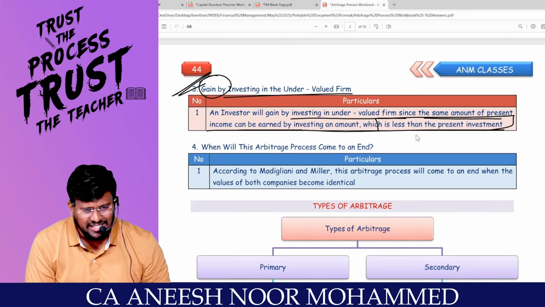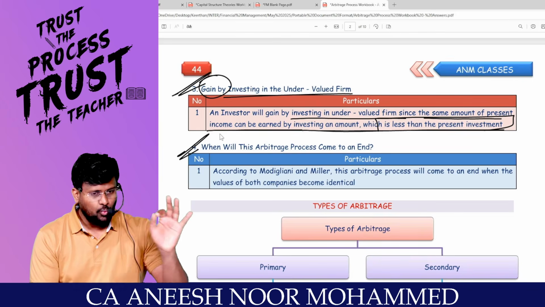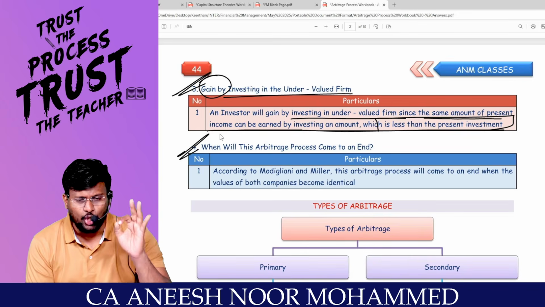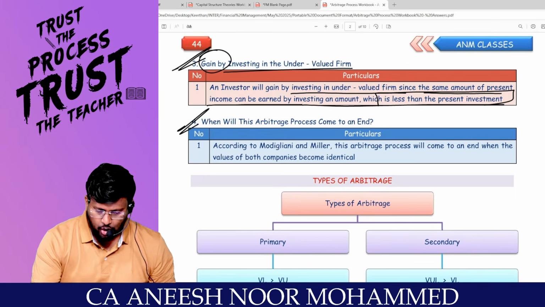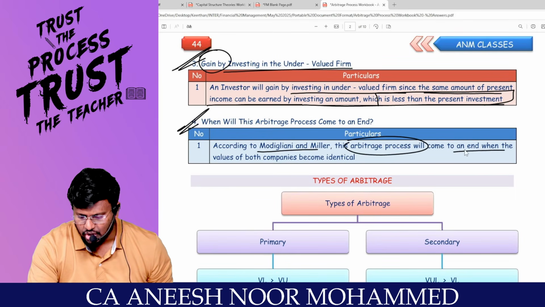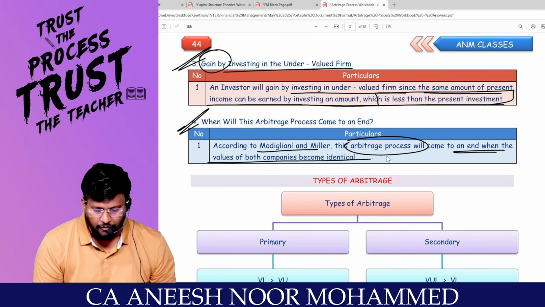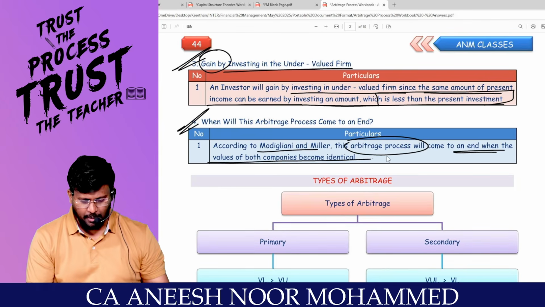That is called, sir, when this arbitrage process will come to an end: when both the companies reach the equilibrium value, then the arbitrage process will come to an end. So according to Modigliani and Miller, the arbitrage process will come to an end when the value of both the companies becomes identical.